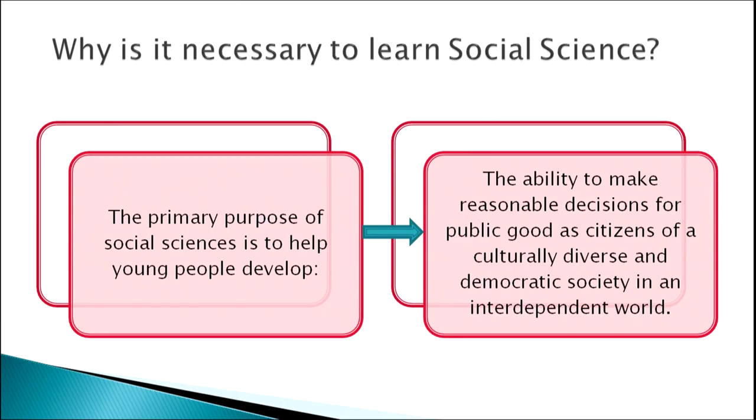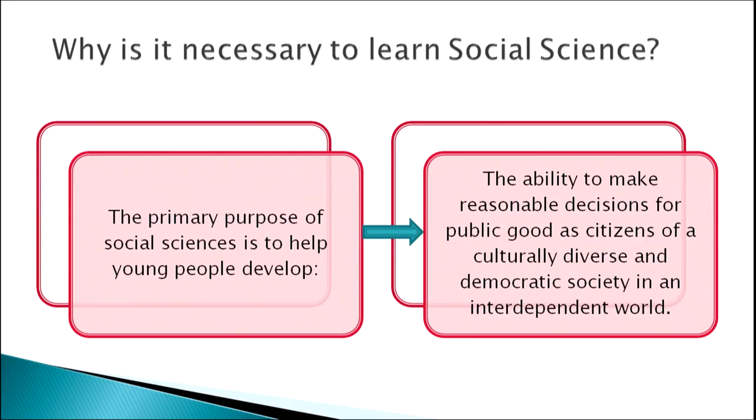Some other things are also there to make the social sciences very interesting. That is, the primary purpose of the social sciences is to help young people develop. So, if we want to make the social sciences interesting, we should know what is the purpose of social sciences. It is to help young people develop the ability to make reasonable decisions for the public good as citizens of a culturally diverse and democratic society in an interdependent world.